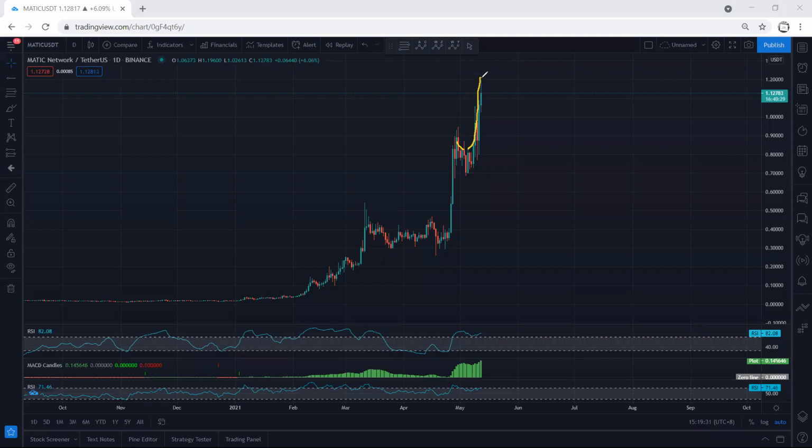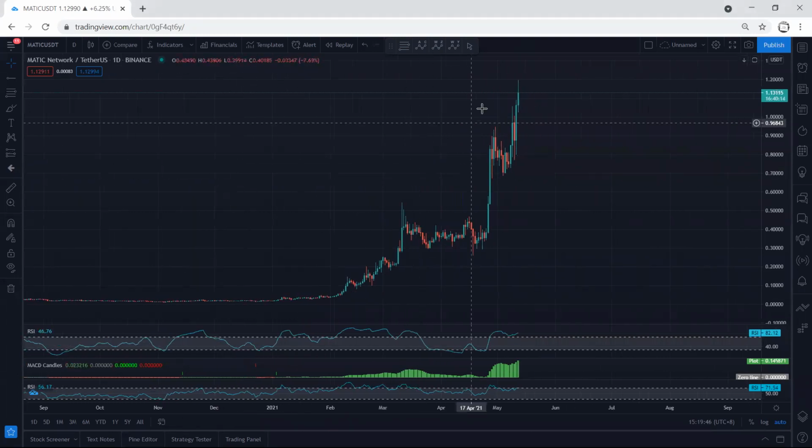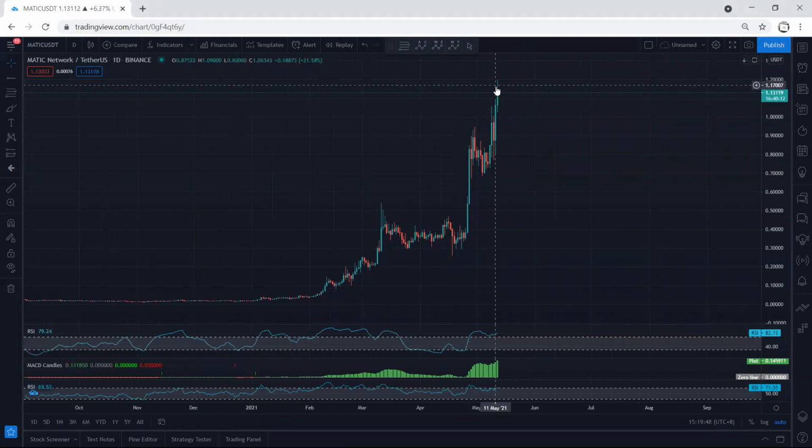But the only thing is, mostly we are looking for a correction, either from here or higher, because this is the only thing we can say based on the daily chart. Every sharp move is followed by a correction. As we can see based on the daily chart, the price is almost at the highest price we get.